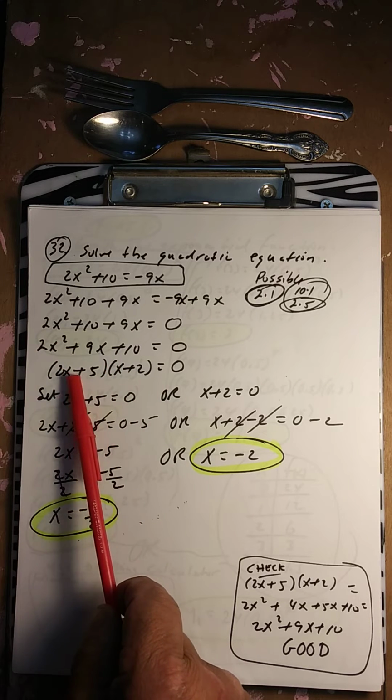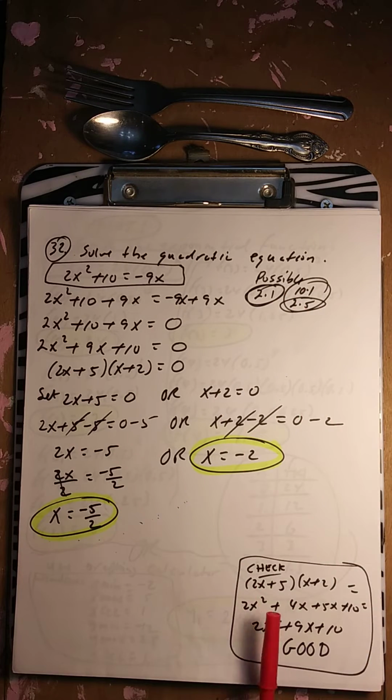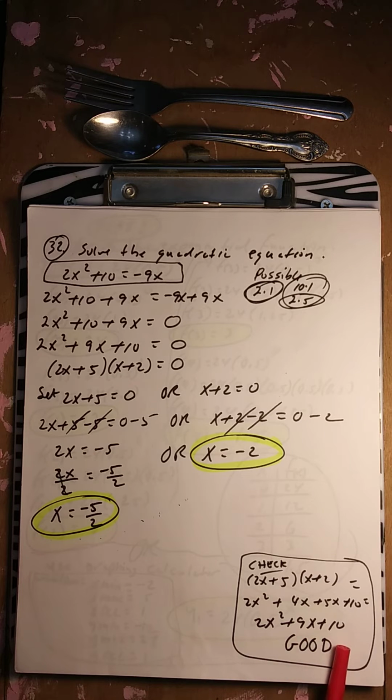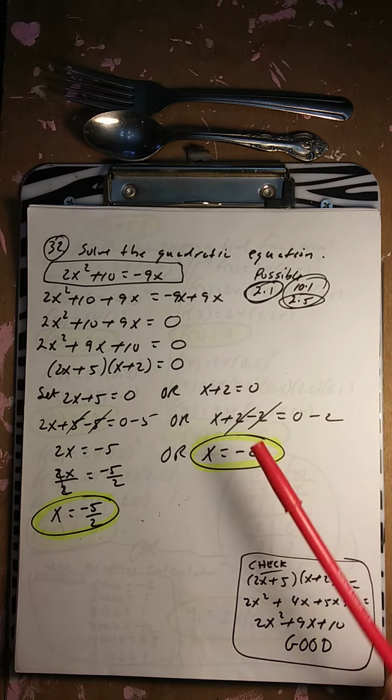We say that this is 2x plus 5x plus the possible numbers here. Check it. Let's see. That times that is 2x squared. That times that is 4x. That times that is 5x. That times that is 10. 2x squared plus 9x plus 10. Does that match? Yes. Alright. So now we know this is right.